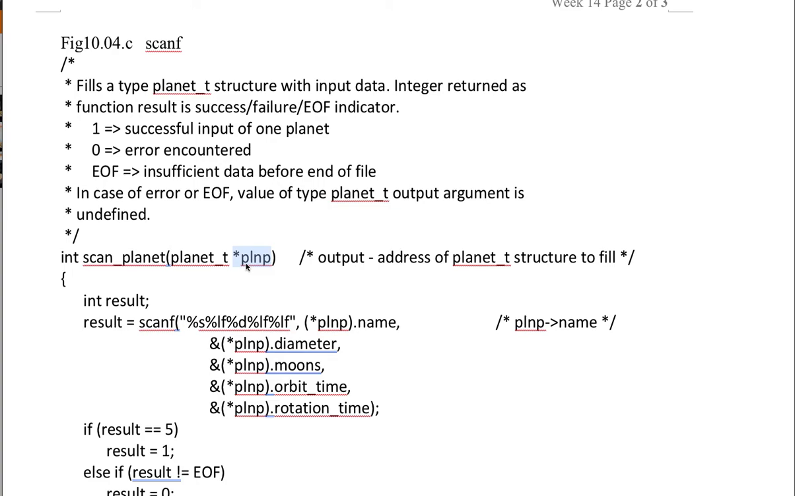So in order to change the values of a variable given as a function argument, you put a pointer there. The way it is declared here, we have the output variable, which is a pointer to the planet type, PLNP. And then the int result is a temporary result.